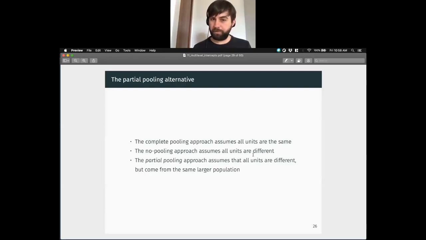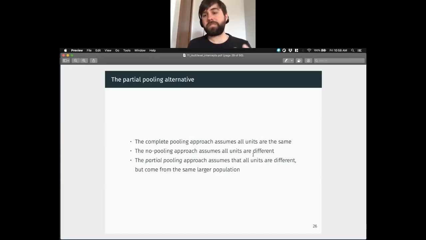So in complete pooling, right, we assume all units are the same. In the no pooling approach, we assume all units are fundamentally different, and unit A can't teach us anything about unit B, right? Unit A is fundamentally different from unit B. The partial pooling approach assumes that all units are in fact different, but come from the same larger population and share some characteristics.